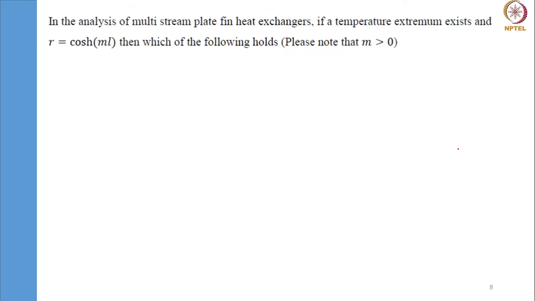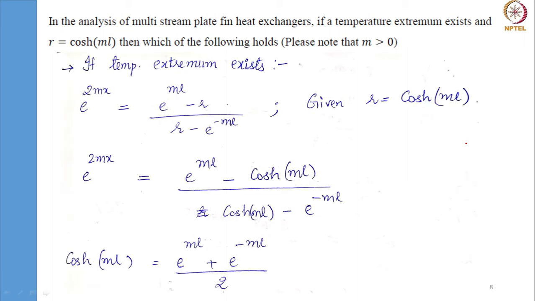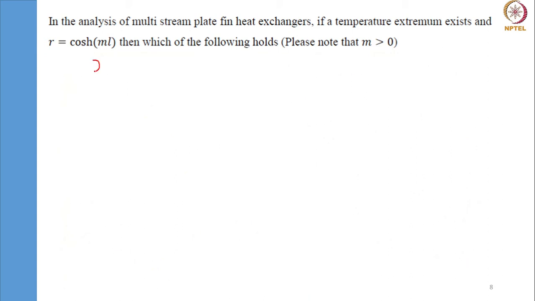It is related to the previous problem only. In the analysis of a multi-stream plate fin heat exchanger, if a temperature extremum exists and R equals cosh ml, then can you find out the condition of X where this holds good? Can you find out the value of X where R equals cosh ml?